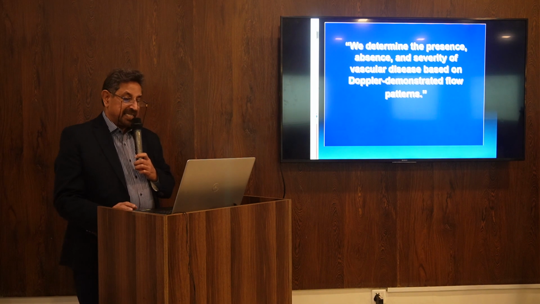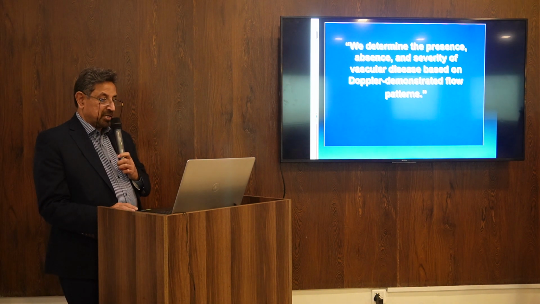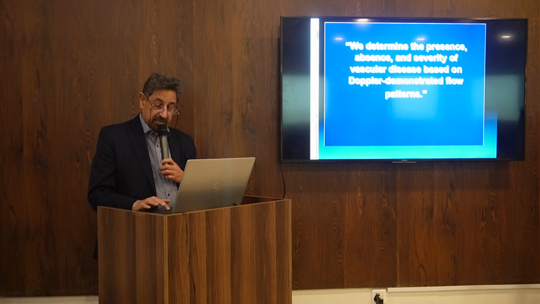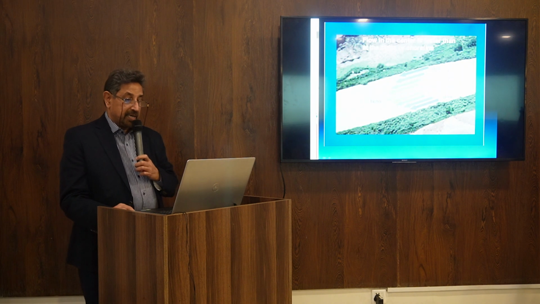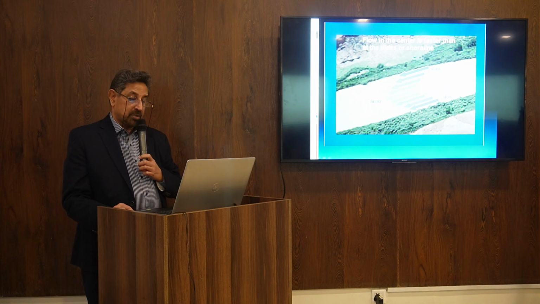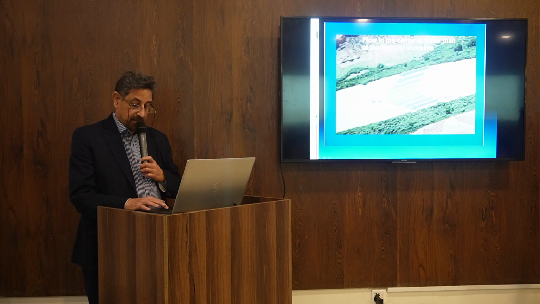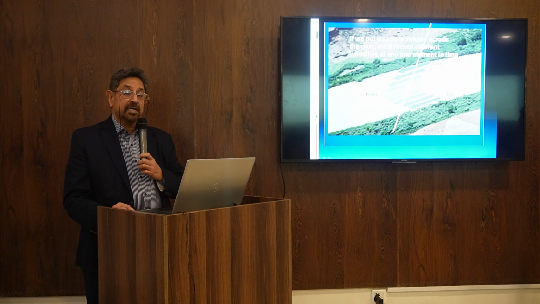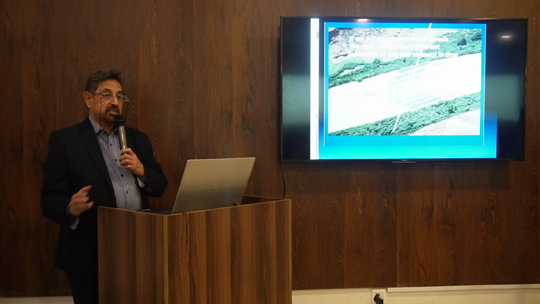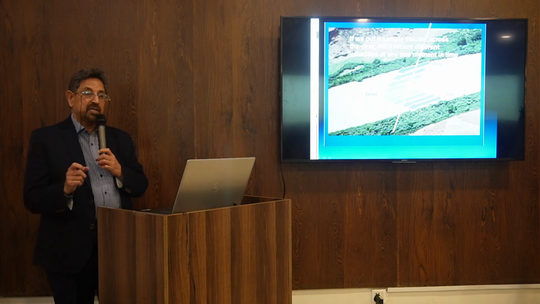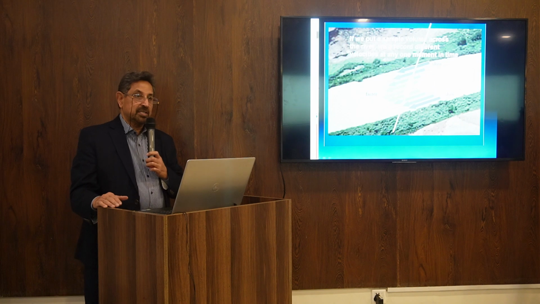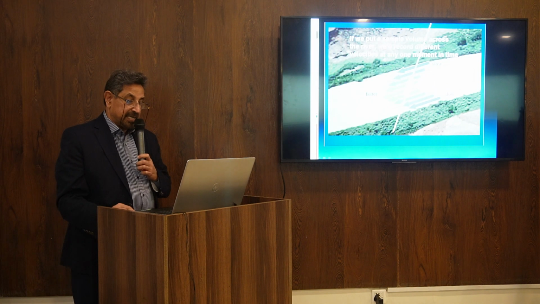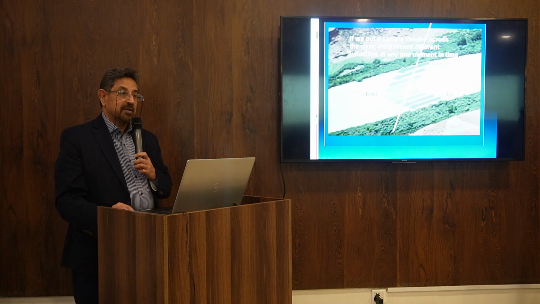We determine the presence, absence and severity of vascular disease based on Doppler flow patterns. So you see here in the periphery slow, in the center the fastest, because the banks of the river are offering resistance. So if we want to measure the flow, where to place the cursor? This line when we start scanning, in every machine, we will show you in the practical session, is a cursor. You have to place this cursor in the lumen of the vessel.